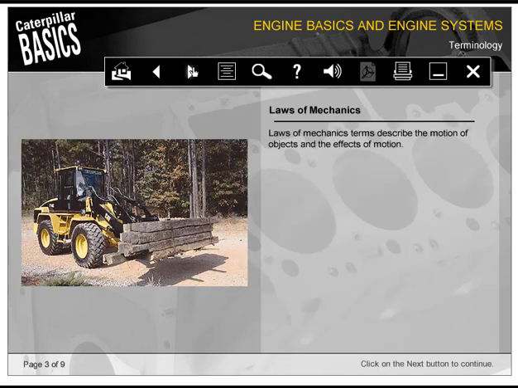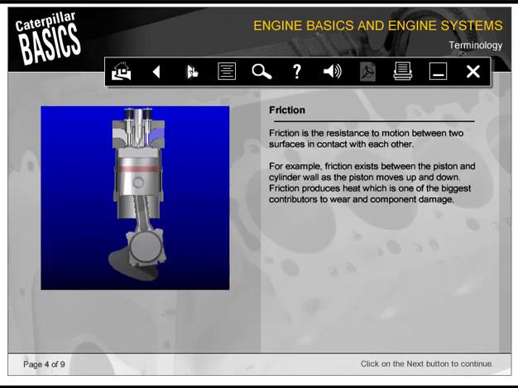Laws of mechanics terms describe the motion of objects and the effects of motion. Friction is the resistance to motion between two surfaces in contact with each other. For example, friction exists between the piston and cylinder wall as the piston moves up and down. Friction produces heat, which is one of the biggest contributors to wear and component damage.